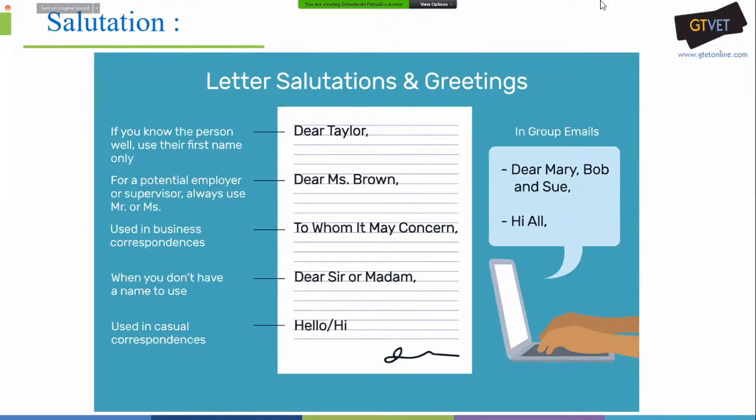Whenever you get an experience certificate from some organization, from an employer, they normally write "To whom it may concern." The meaning of "To whom it may concern" is that anyone who is reading this letter or anyone who is reading this email, it is for that person.